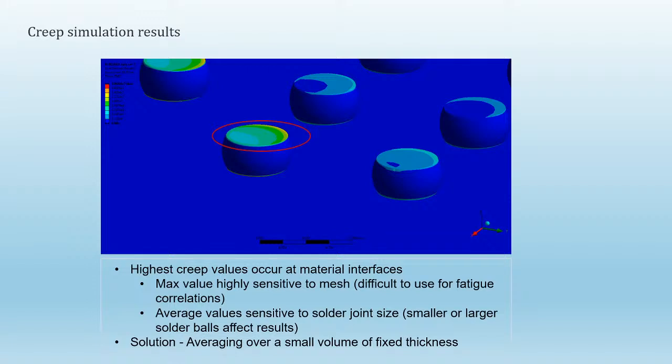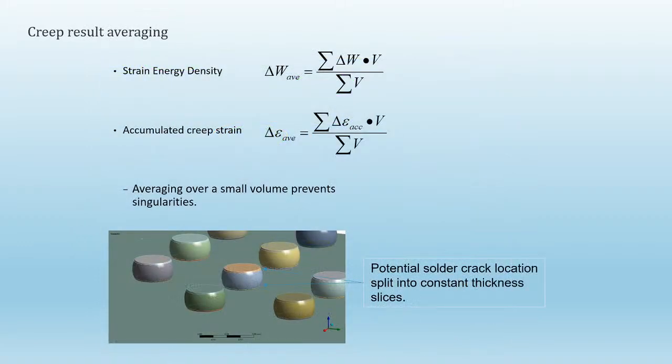Right? This means you've got to prepare the geometry properly so that you always have the same thickness of solder to average over for your creep analysis. This allows you to compare different sizes of solder, and it also makes it somewhat mesh independent. Having slightly different mesh sizes won't cause an enormous difference in the value.